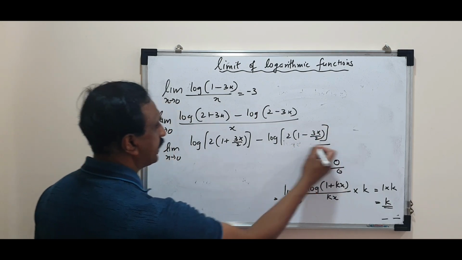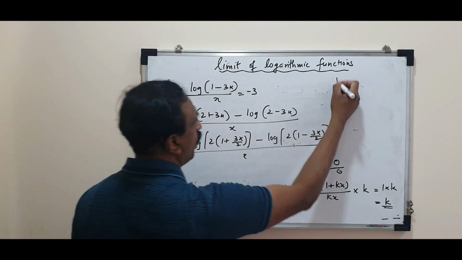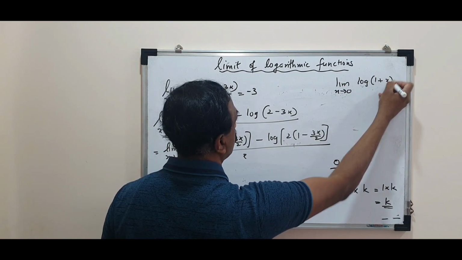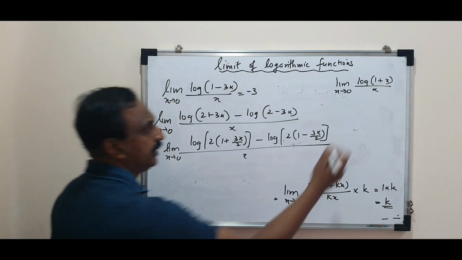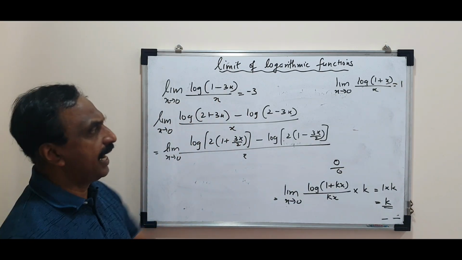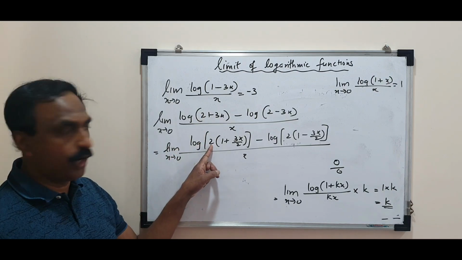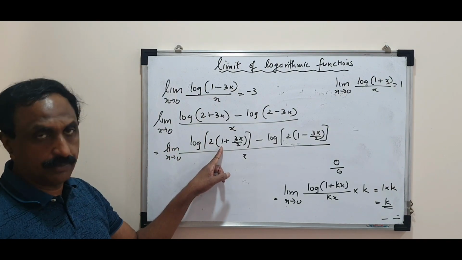Now tell me, why did I take that 2 common? Because our formula is limit x tending to 0, log of 1 plus x upon x. This is our formula. So naturally, I need the first term to be 1, but I had 2 here. So I took a 2 common to make it such that the first term is 1.